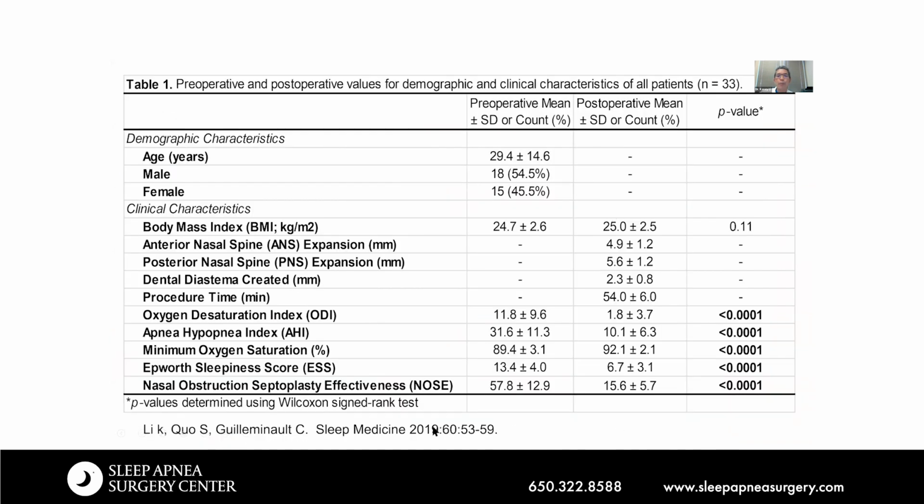This is the old paper that I published. You can see the improvement. Mean age was about 30. Was able to open up the bone only, not the teeth. I don't measure the teeth, okay? Improvement of sleep apnea.